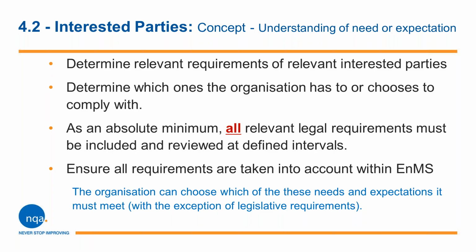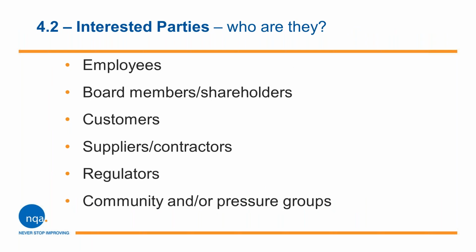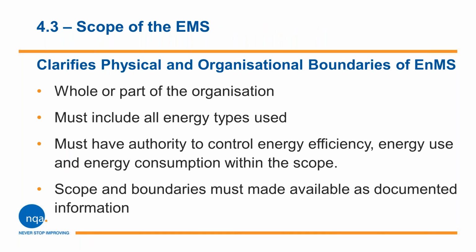Your management system acknowledges them and sets up control processes to ensure that you're delivering what you're supposed to be delivering or not doing what you're not supposed to do. So you can choose which of these you wish to meet with the exception of the legislative requirements. Again, interested parties, quick slide just to give you an idea. Again, you'll have seen this a million times. Most management systems already ask you to do this, and again, you've got the same information on there.